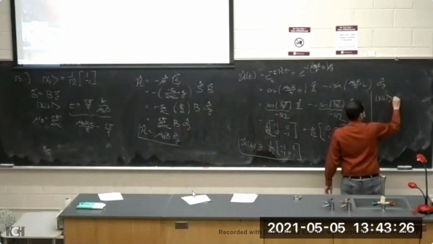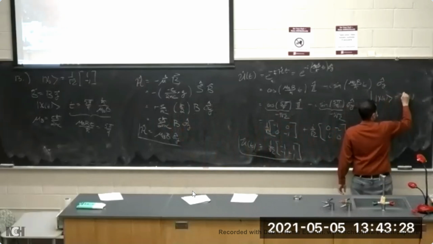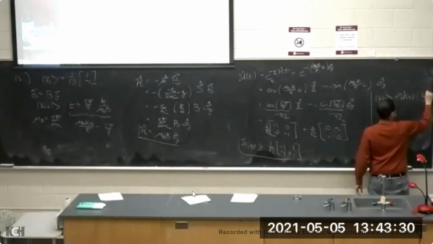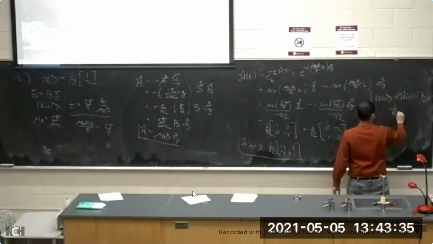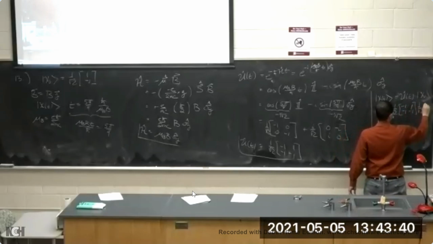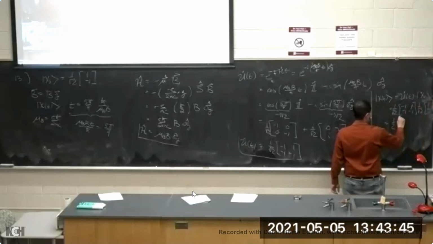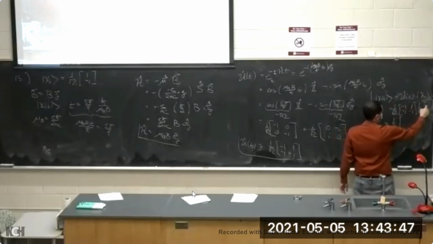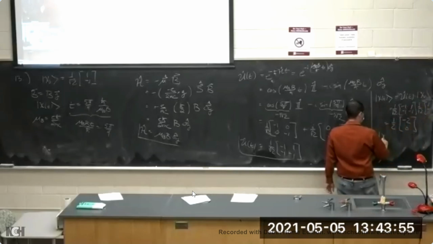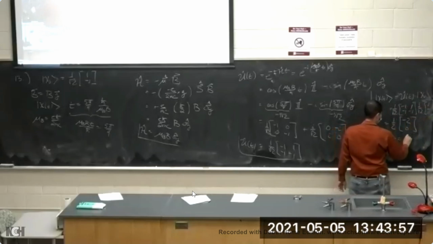Chi of t is U of t times chi naught. In this case, this is 1 over root 2, (-1, 1; -1, -1) times 1 over root 2, (1, -1). And when I multiply this out, I get 1/2. I multiply the upper element, I get negative 1, and another negative 1 is negative 2. And downstairs, I get negative 1 and positive 1, which is 0. So at the end of the day, the spinor after the rotation is (-1, 0).